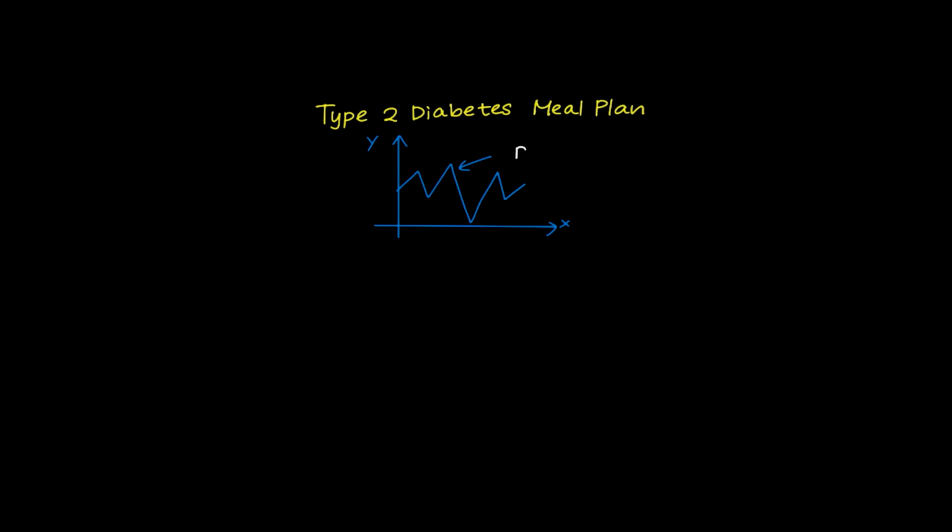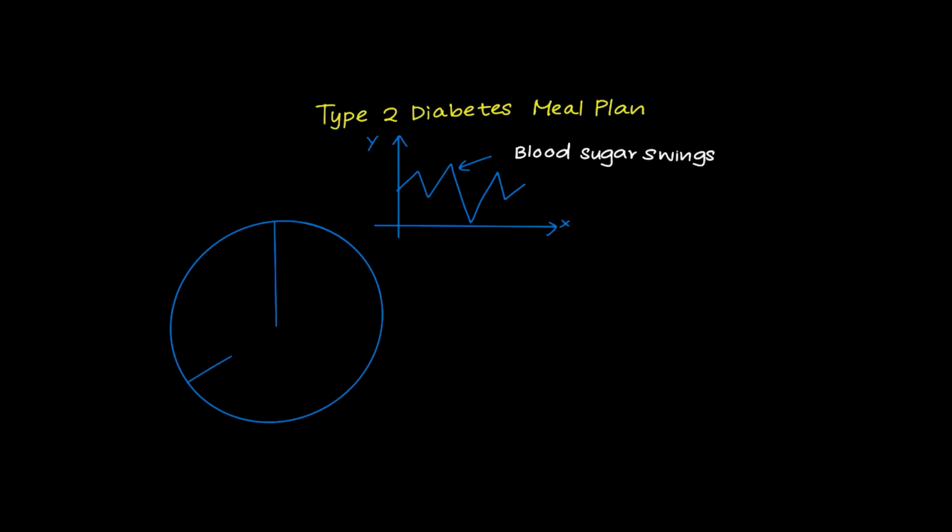Let's walk through the diabetic meal pattern that actually works day to day. Type 2 diabetes means the body either does not make enough insulin or does not respond to it well. The result is blood sugar that rises too high after meals and drops unpredictably between them. The meal pattern that keeps blood sugar steady has three parts: complex carbohydrates, lean protein, and healthy fats.